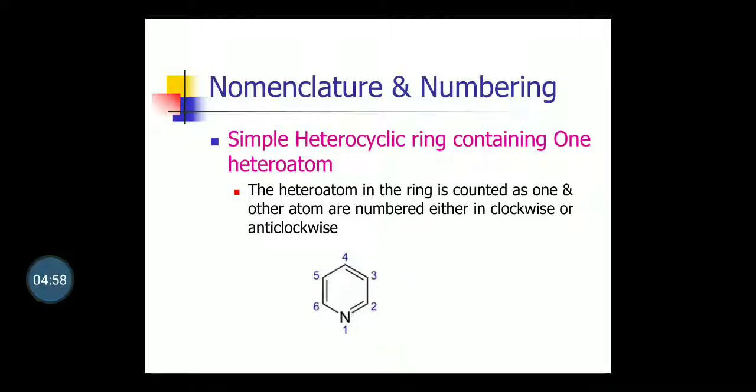Because it's a simple heterocyclic ring. But the condition is that we must start the numbering with the nitrogen or any of the heteroatoms in the ring. We have to start the numbering from the heteroatom.